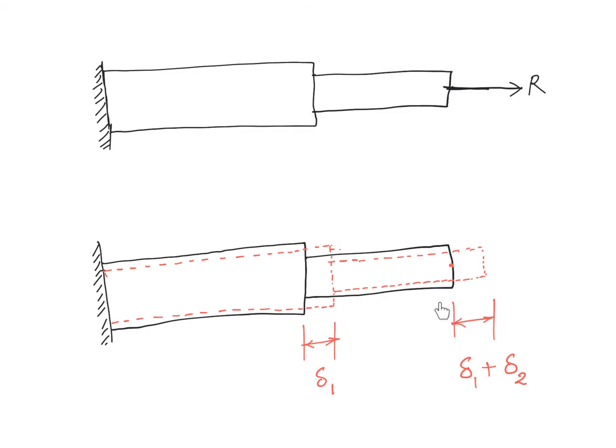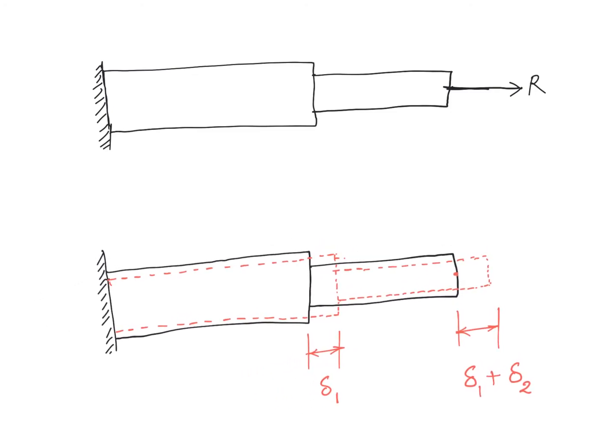Now if you consider thermal effects alone, this one moves by delta 1 and this one will move by delta 1 plus delta 2. Common sense, right? Because delta 2 is the relative elongation of the second bar and delta 1 is the elongation of the first bar itself. Okay, clear? Now let's move down.